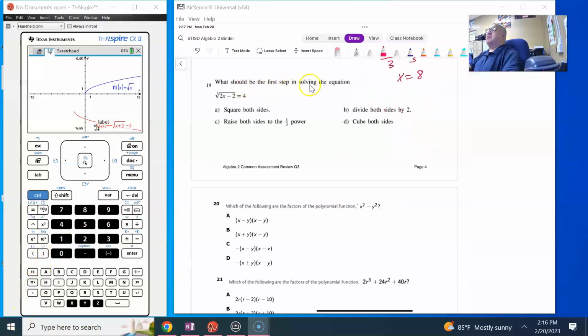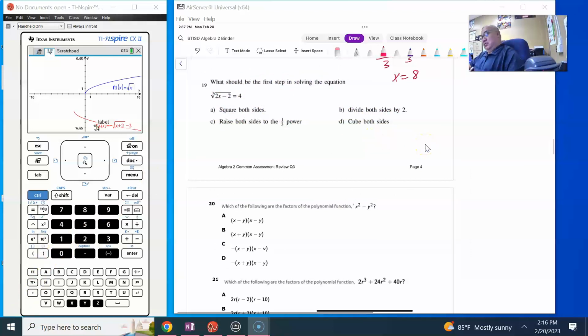What should be the first step in solving the equation? It's a cube root. You don't square, you don't divide both sides, you cube both sides. So the answer is D.